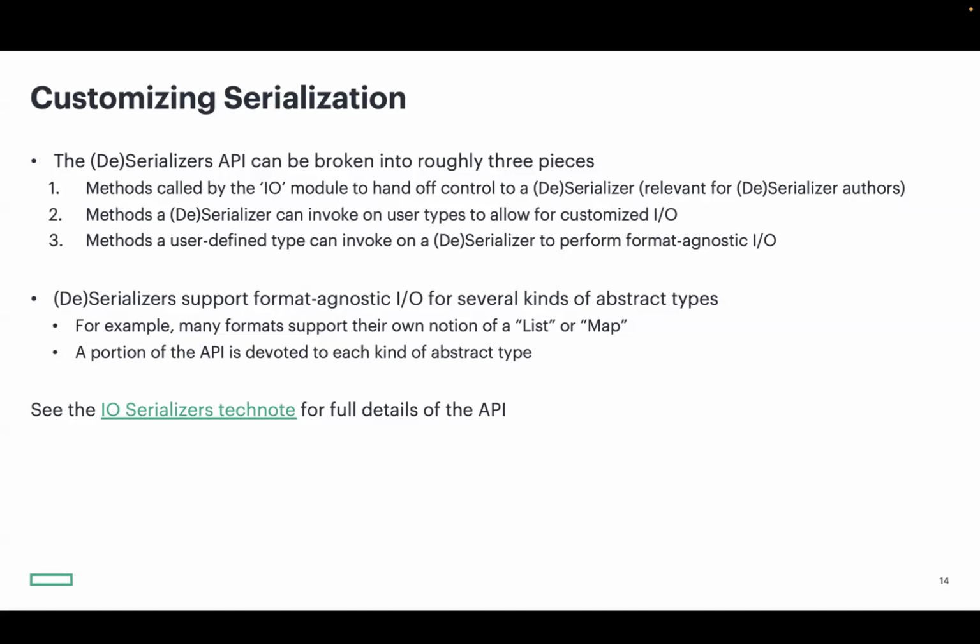One is the methods that a serializer can invoke on user types to allow for customized IO. And the last piece is the group of methods that a user-defined type can invoke on a serializer to perform what we're calling format agnostic IO. And format agnostic IO concerns the serialization and deserialization of certain kinds of abstract types. For example, many formats have their own notion of a list or a map. And a portion of the API is devoted to each kind of abstract type, which we'll get into in detail later.